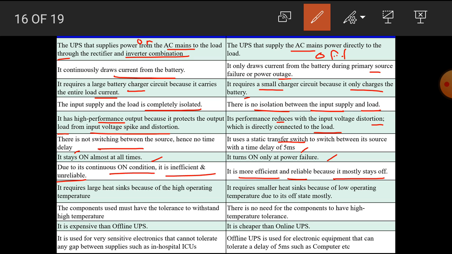The online UPS requires large heat sinks because of high operating temperature, while the offline UPS requires smaller heat sinks because of low operating temperature due to its off state mostly. In online UPS, the components used must have the tolerance to withstand high temperature, while in offline UPS there is no need for the components to have high temperature tolerance. Online UPS is expensive, while the offline UPS is cheaper.